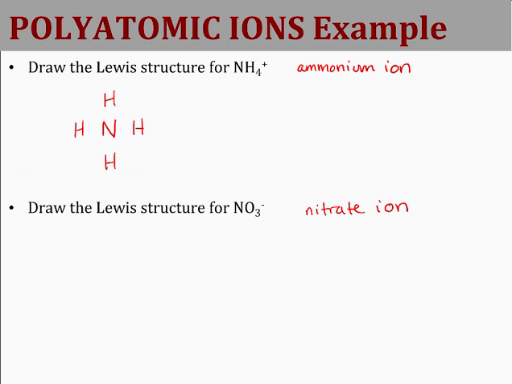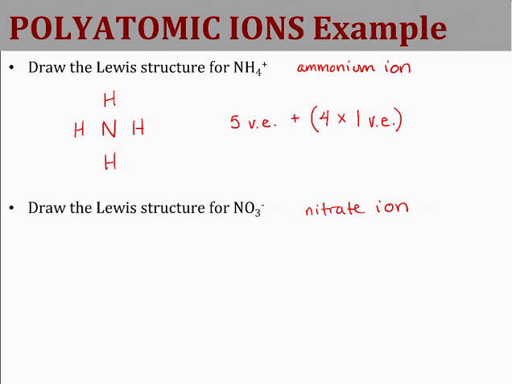Okay, so now we want to determine how many total valence electrons we have. So we just said that nitrogen has 5 valence electrons, and then we said that each hydrogen has 1 valence electron. So we'll just multiply that by 4 since we have 4 hydrogens.